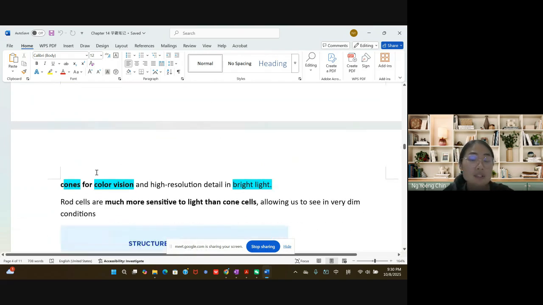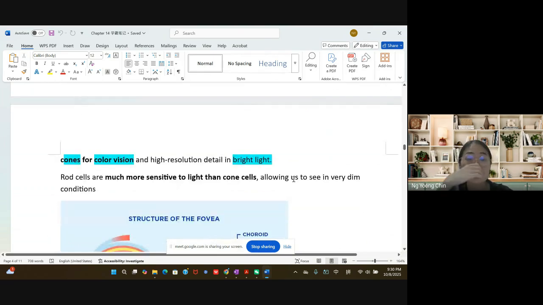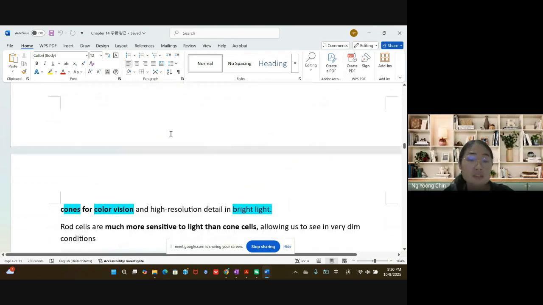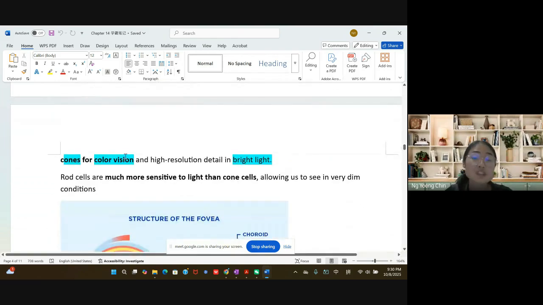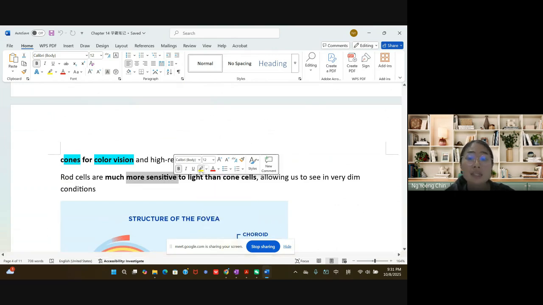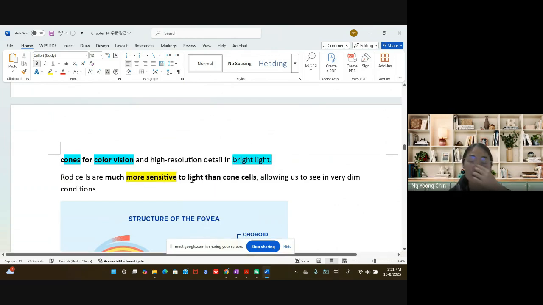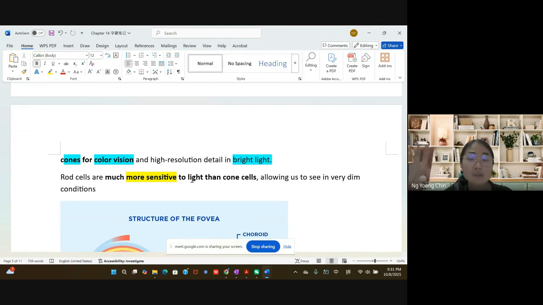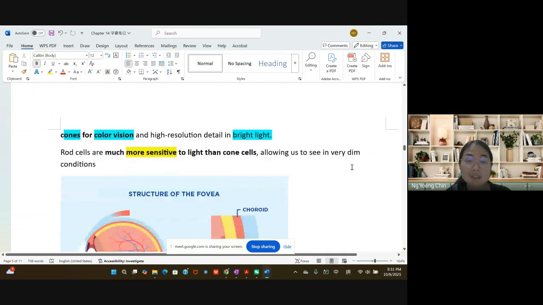How about the cones? Cones are for color vision and high resolution detail in bright light. Cones help to differentiate colors, which is not found in the rods. The function of rods is definitely much more sensitive to light than the cones, because in the dark area you need to collect all the information. That's why rods are very sensitive compared to cones. They allow us to see in very dim, dark conditions, so you can still detect where you are.